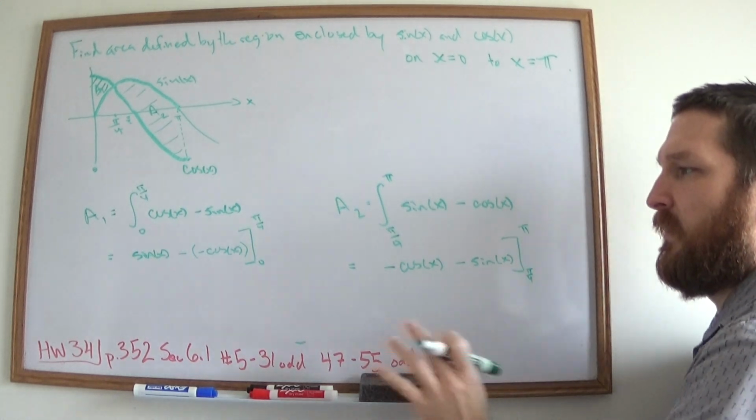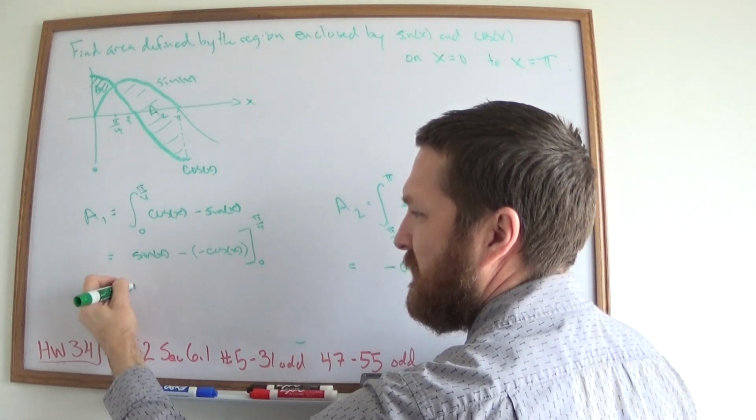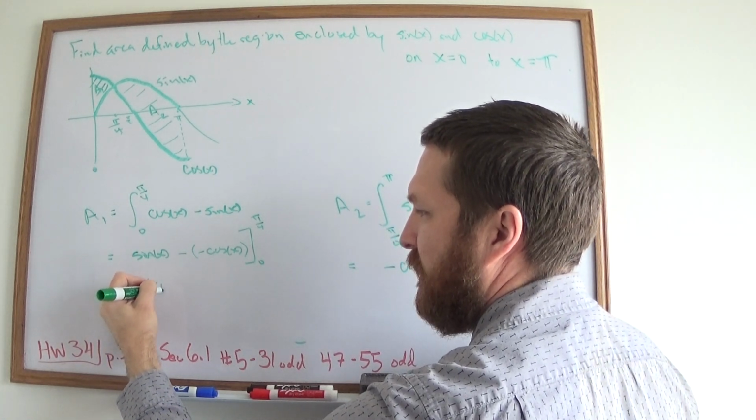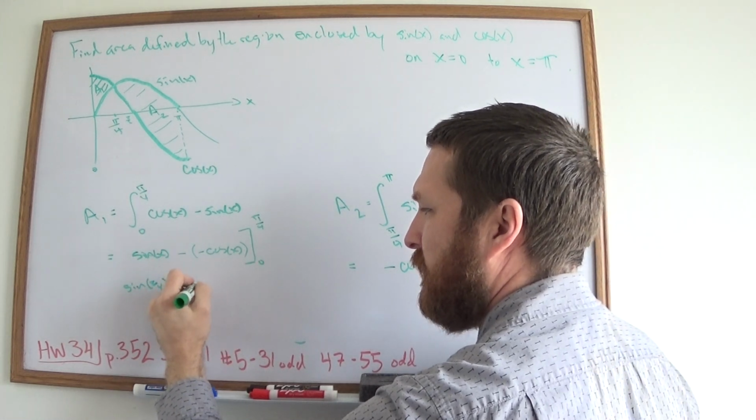Okay, so let's do this one at pi over 4. I'm going to write it out: sine pi over 4 plus cosine pi over 4.